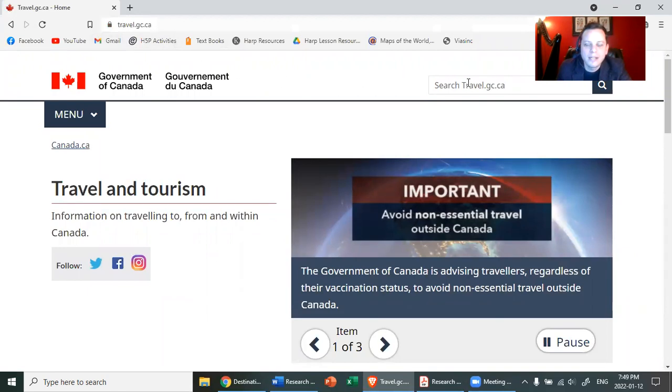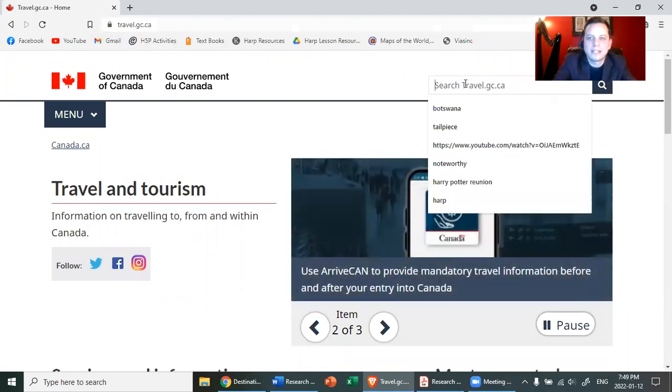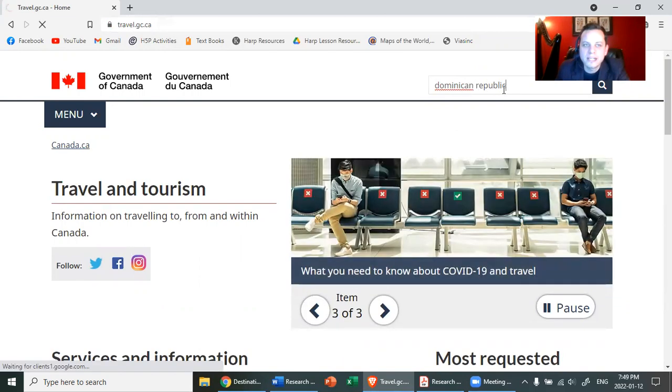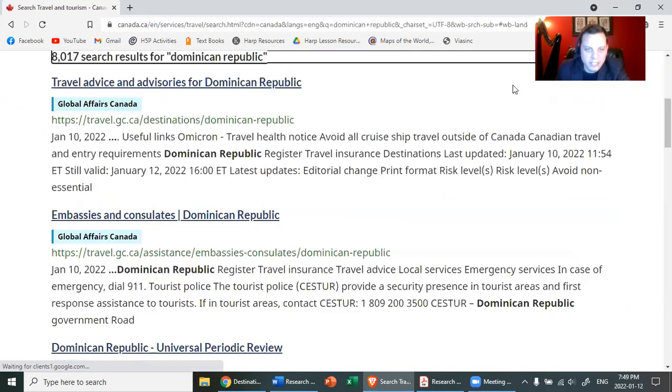travel.gc.ca. Then you've got a search bar here. So let's type in Dominican Republic. You can put the name of your country there. If you're researching a city, which all of you will be, put the country name there, not the city. And then the first thing that comes up is travel advice and advisories for Dominican Republic.